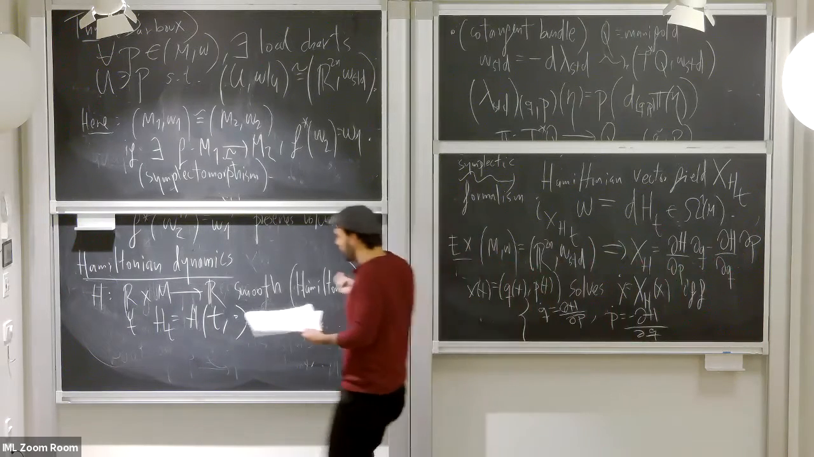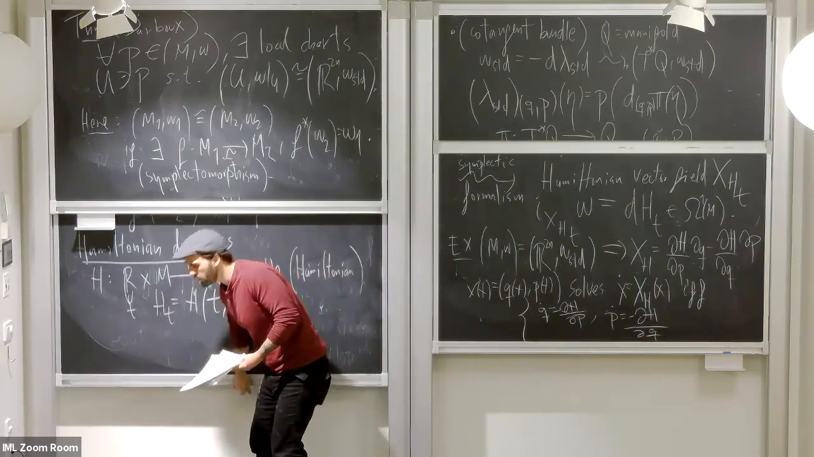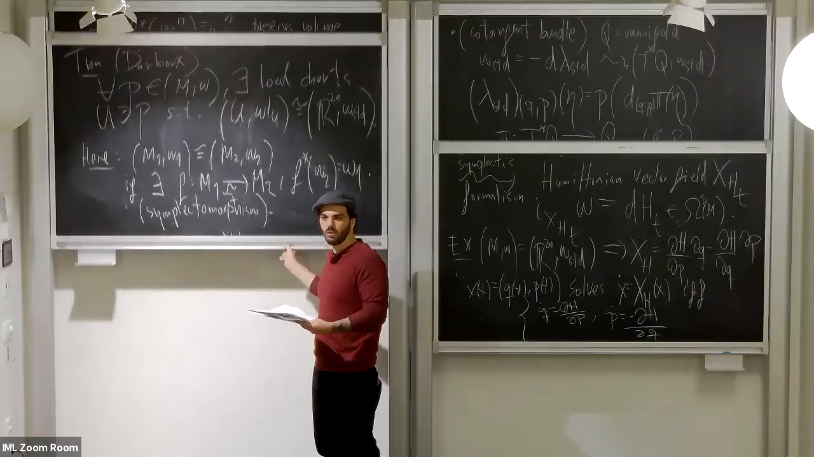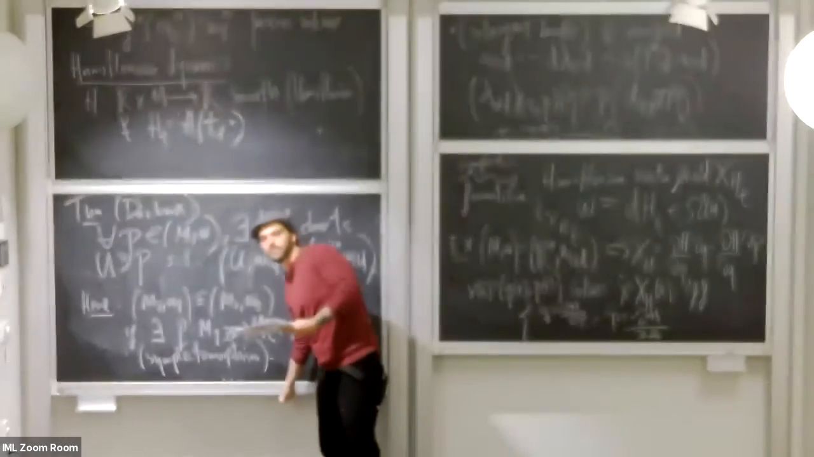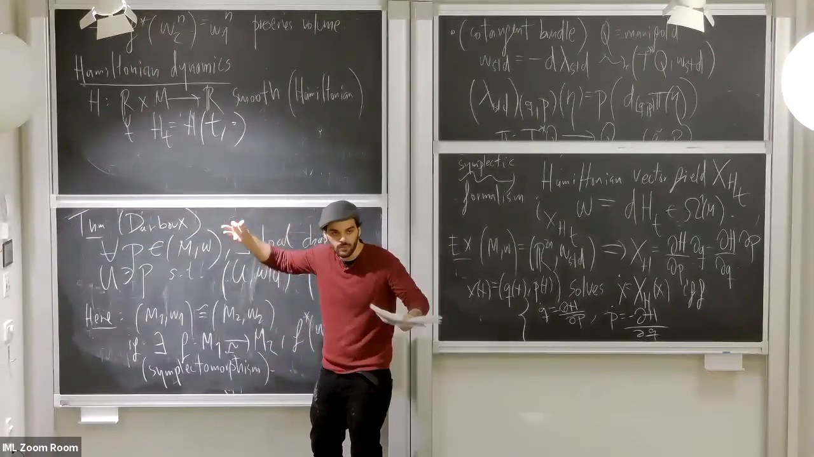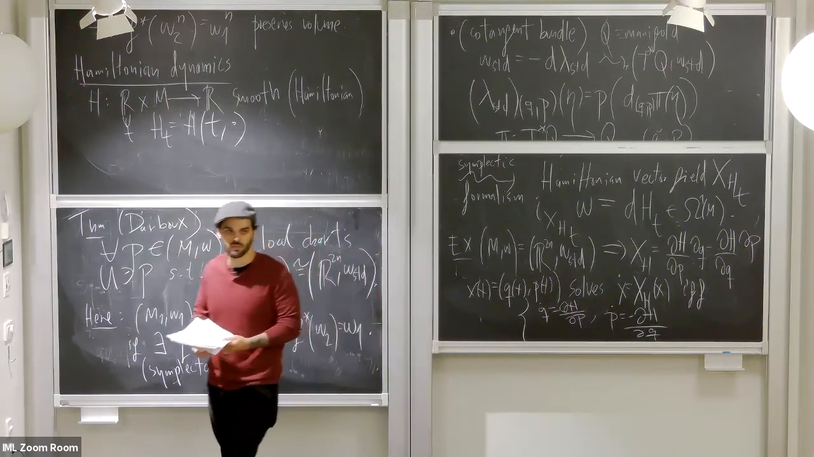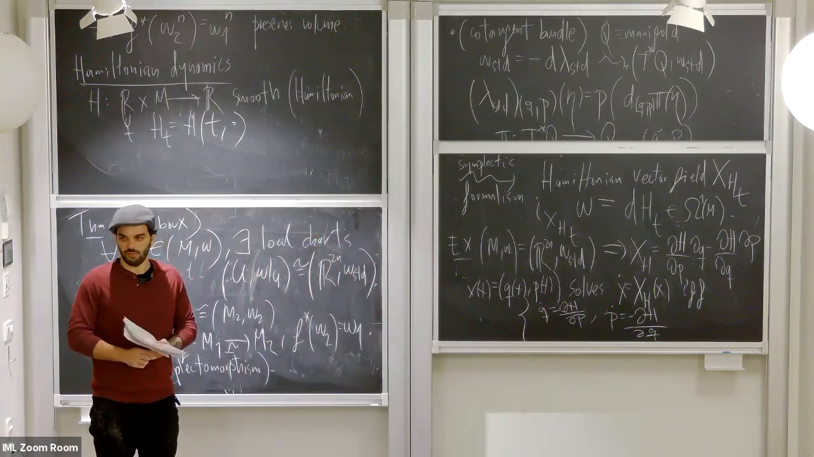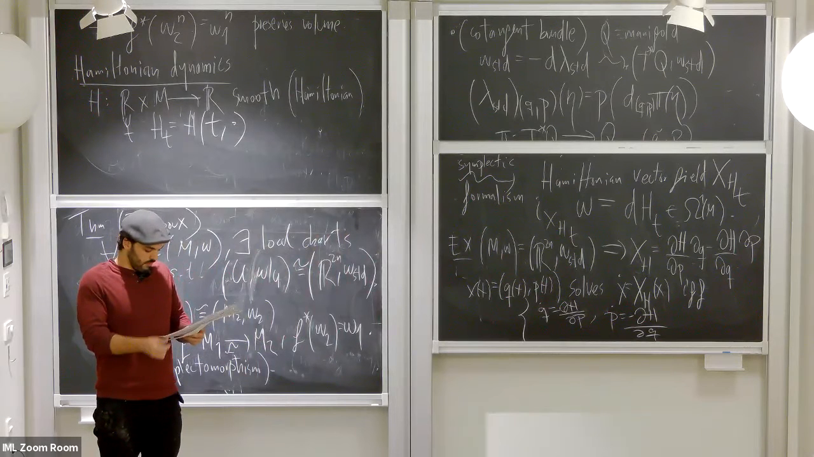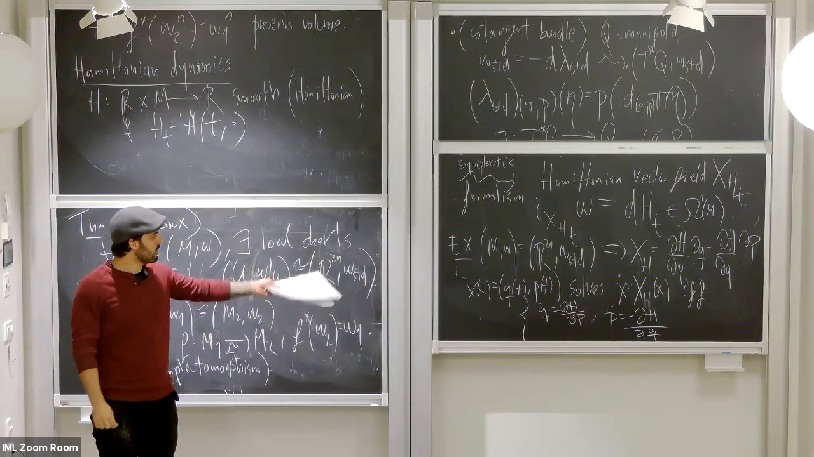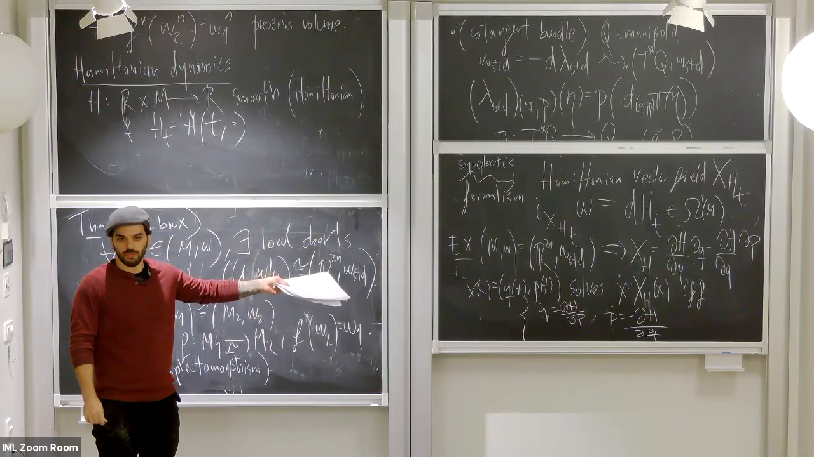So what does it mean? By the Darboux theorem, locally, every symplectic manifold is phase space. So a solution to the Hamiltonian flow on a global symplectic manifold is locally always a solution to the Hamiltonian equations. So this is just by definition. We should think of a symplectic manifold as a global version of what you do on phase space.